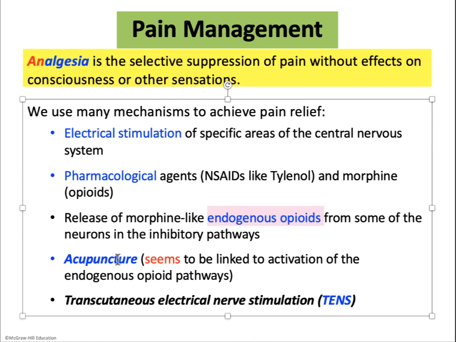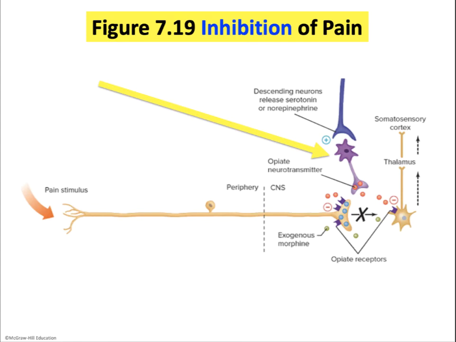Acupuncture seems to be a useful technique in stimulating the release of these endogenous opioids, and a technique called TENS, which is transcutaneous electrical nerve stimulation, can also be used. The purpose of these various techniques is to inhibit the activation of the ascending pathways to the brain. So if the brain doesn't sense any pain, then there will be no pain.